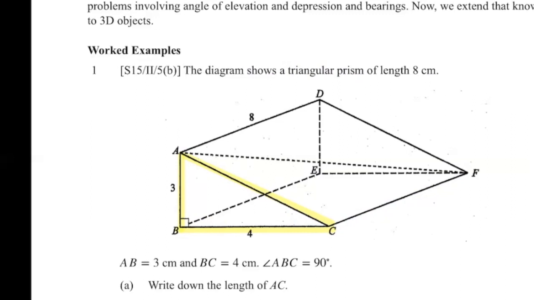Okay, so in this question, you don't know any of the acute angles inside, but you know two sides. You want to find the hypotenuse. So AC is very clear cut. Just use Pythagoras theorem, you can find AC.